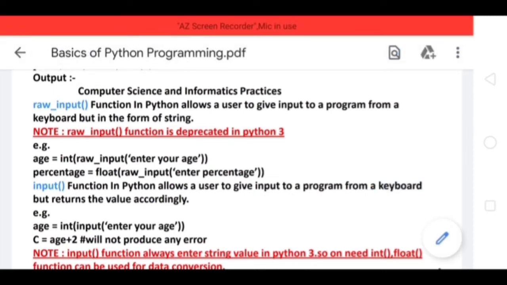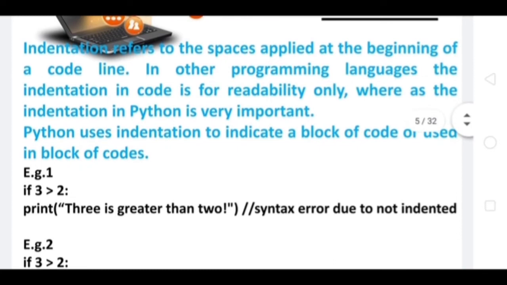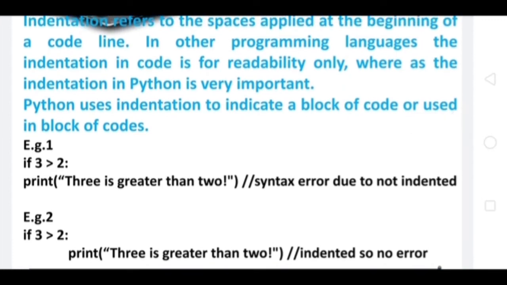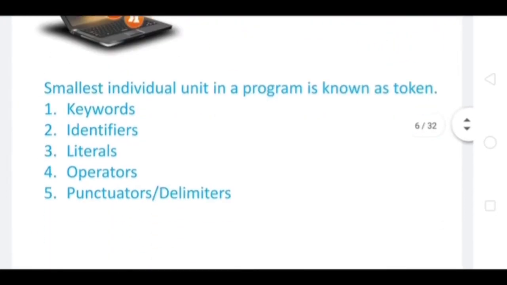Then we have indentation. Indentation refers to the space which we give from the borders of the page, that means from the margin. Whenever we write something, a certain set of statements are written in separate spaces that are known as a block of code. For example, just see here, the print is written after if 3 greater than 2. So print is written inside the if statement.